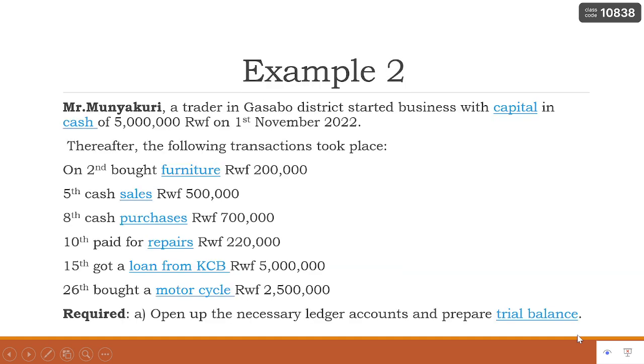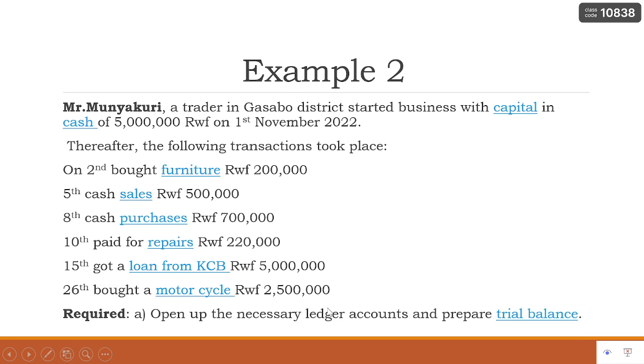The second example says that Mr. Munyakuli, a trader in Igasavu district, started business with capital in cash of 5 million Rwandan francs on 1st November 2022. Thereafter, the following transactions took place. He used this 5 million to do the following.